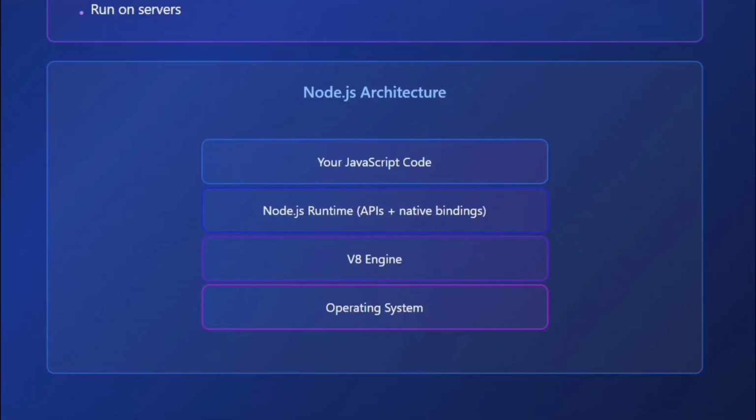Now let us understand it with visuals. Your JavaScript code sits at the top. Node.js provides special APIs that JavaScript alone does not have. Under the hood, Node.js uses the same V8 engine that Chrome uses. And finally, everything talks to the operating system. This is the foundation of everything we will be building later.